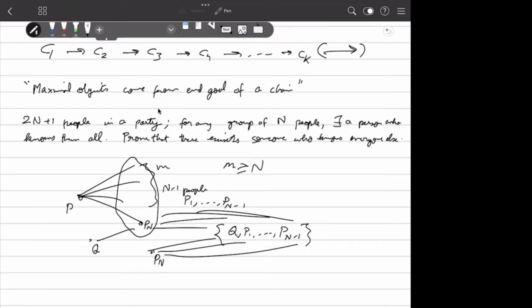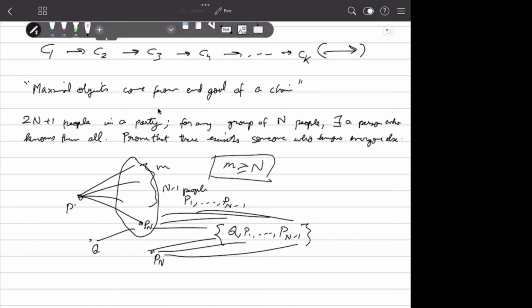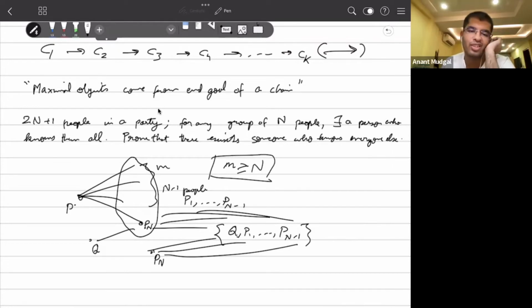Wait, why is it a contradiction if it's inside? If Pn is inside this group, then Pn knows P, it knows n-1 of the P1 to Pn-1 people, and it also knows Q, right? But there might be more people in M, so that's also not a contradiction. Fair, actually fair. So we're not getting much leverage out of this, but I think this is a good idea. This is going somewhere good. It's a very nice idea, right? You want to look at a person who knows the largest number of people.